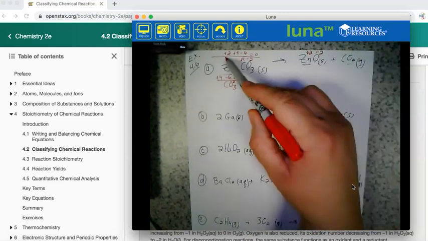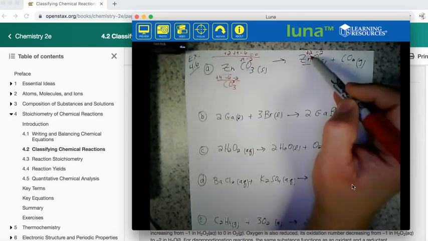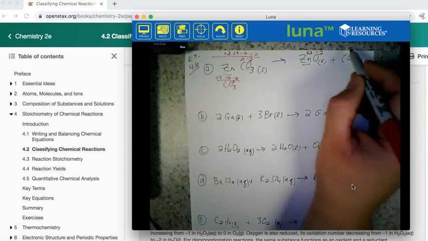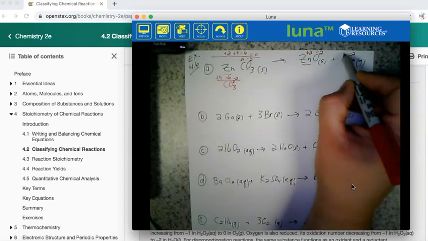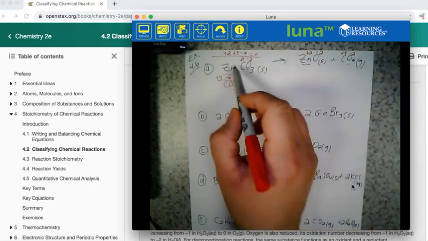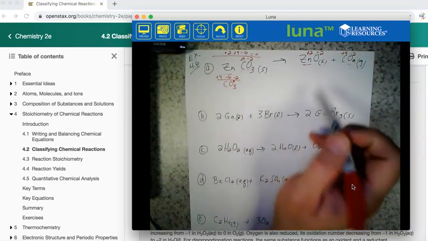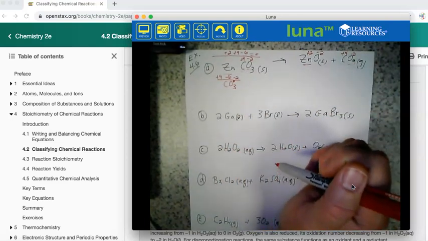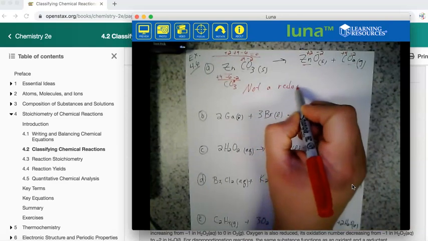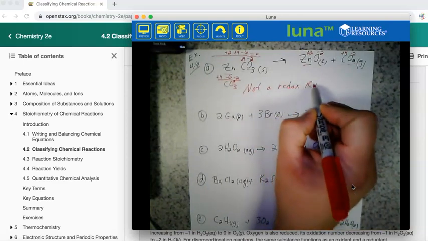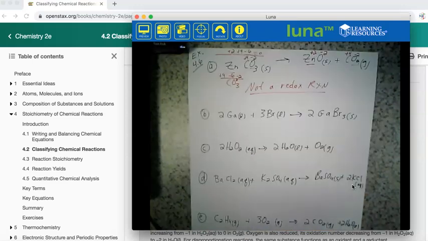But notice zinc did not change. From +2 to +2 did not change. Oxygen went from -2 to -2 here, did not change. Even with carbon dioxide, here oxygen is going to be -2, it's -4, so carbon is +4. Again, carbon being +4 on both sides, both times. All right, so we do not have a redox reaction here. So not a redox reaction because the oxidation numbers did not change. Okay, so there's no oxidation reduction going on here.